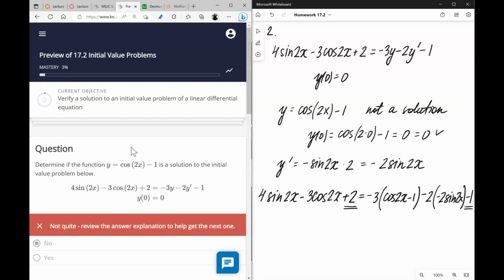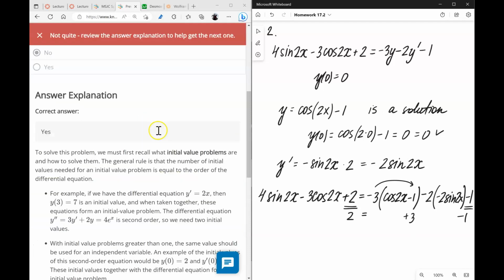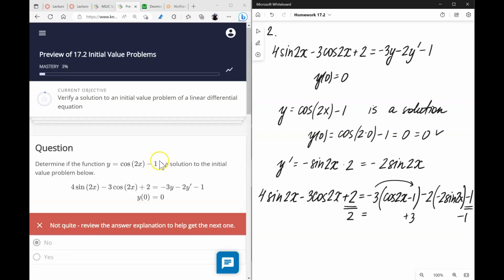Clearly made a mistake, forgot to distribute the negative 3 over here, right? So we end up with plus 3 minus 1, which is exactly 2. So technically it is a solution. Am I given a second chance here?